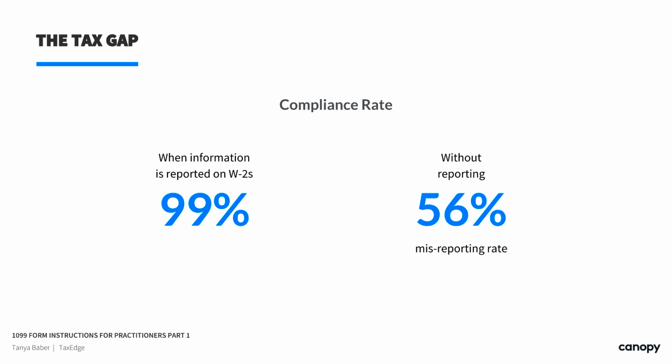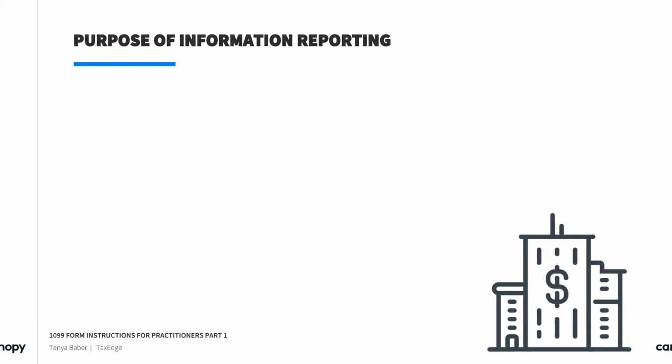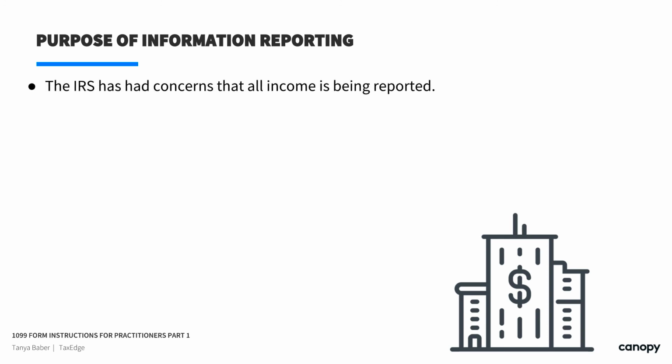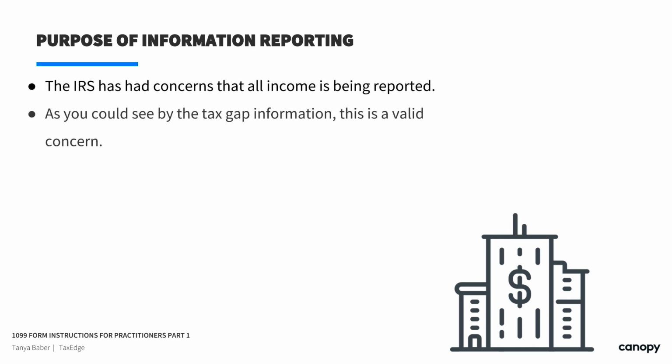So the way they go about it is they're going to try to force more compliance, increase penalties. They're going to ask for more forms and ask for them quicker. Coincidentally, that's exactly the legislation we saw over the past few years, following this trend. So what is the purpose of information reporting? Exactly that, to try to prevent that underreporting, to prevent that tax gap. They had concerns for a long time that income was not being reported, and you can see by the tax gap information, the statistics back it up. It's a very valid concern.